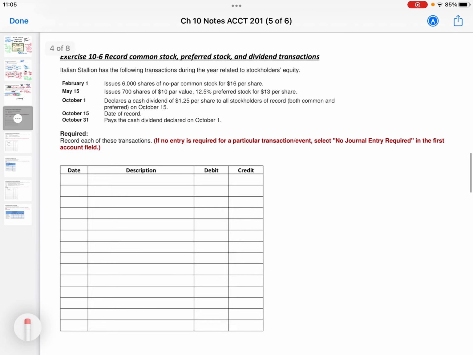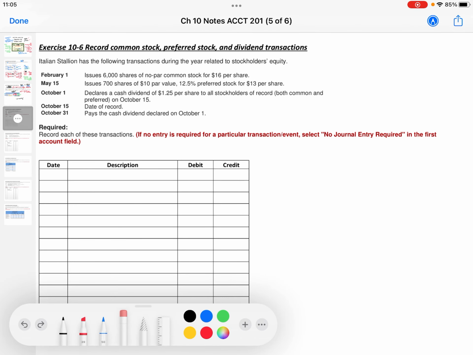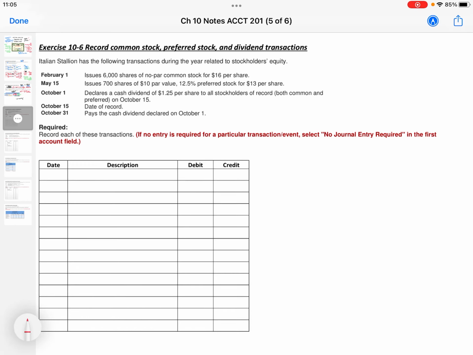All right, let's do some journal entries with dividends. Okay, so this is Italian Stallion, and I want to set this one up really nice. Off to the side here, I want to keep track of the shares outstanding. So this is numbers, not dollars. And this is a really big tip for you to do for your homework as well. We're going to keep track of the shares outstanding right next to all of the transactions. I'm going to have common and preferred. I don't have treasury stock for this problem, so we'll do that in a future problem.